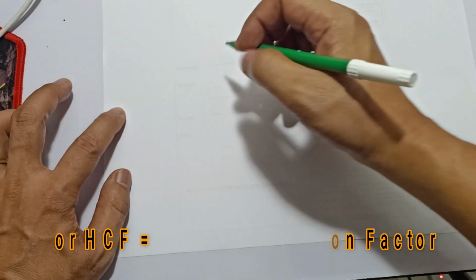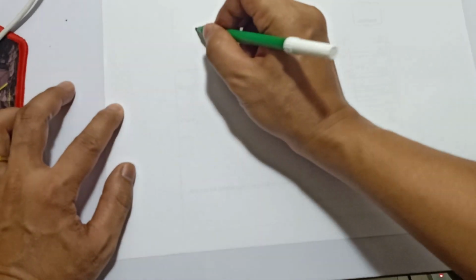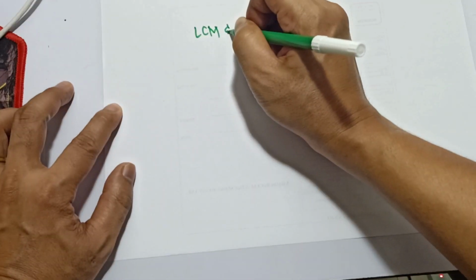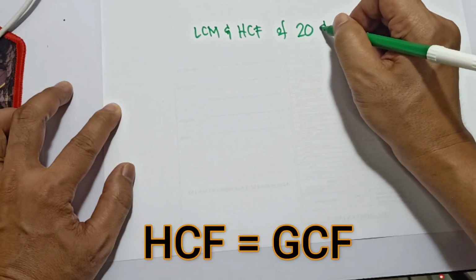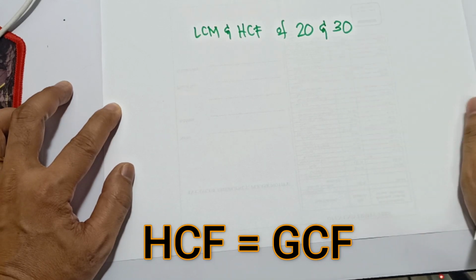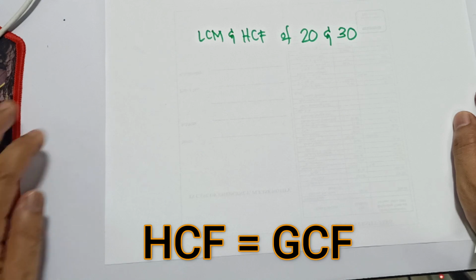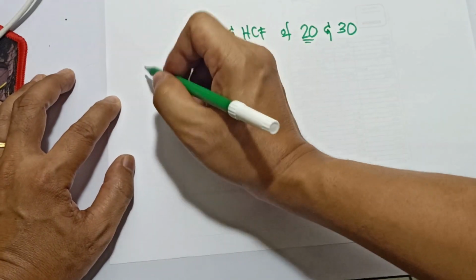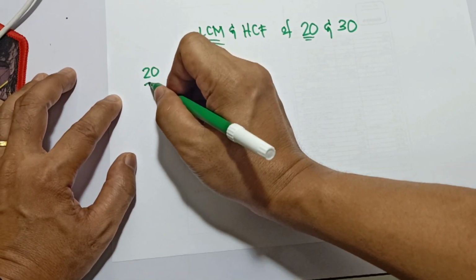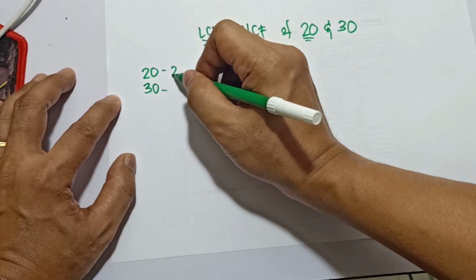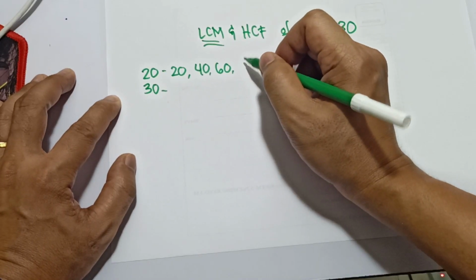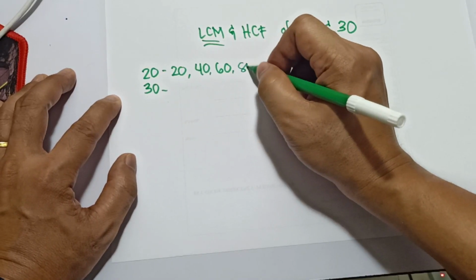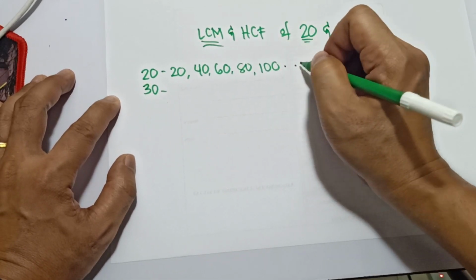Okay, for the last example, if you are asked to find the LCM and HCF of 20 and 30, what are you going to do? So first, let's get the LCM of the two numbers, 20 and 30. So the multiples of 20 are 20, 40, 60, 80, 100, and so on and so forth.